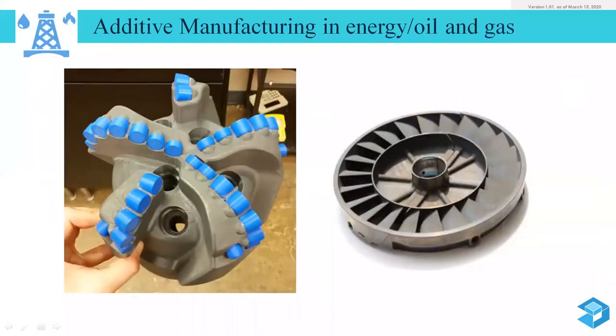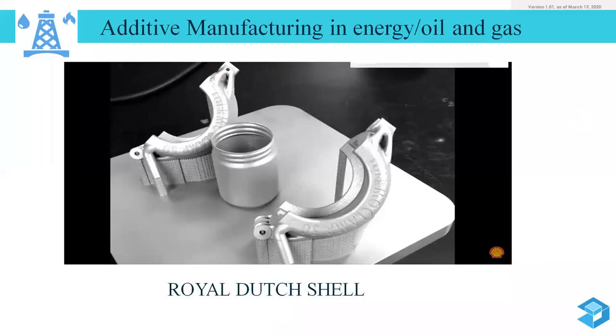Now, talking about the oil and gas industry, a lot of industries have started adopting 3D printing. Let's take, for example, Royal Dutch Shell. They've been able to manufacture this gas analyzer using 3D printing. All these oil and gas industries have started working with Objectify, and we've been able to deliver real functional parts for them, be it the stators, etc. I'll show you certain examples as we move forward.